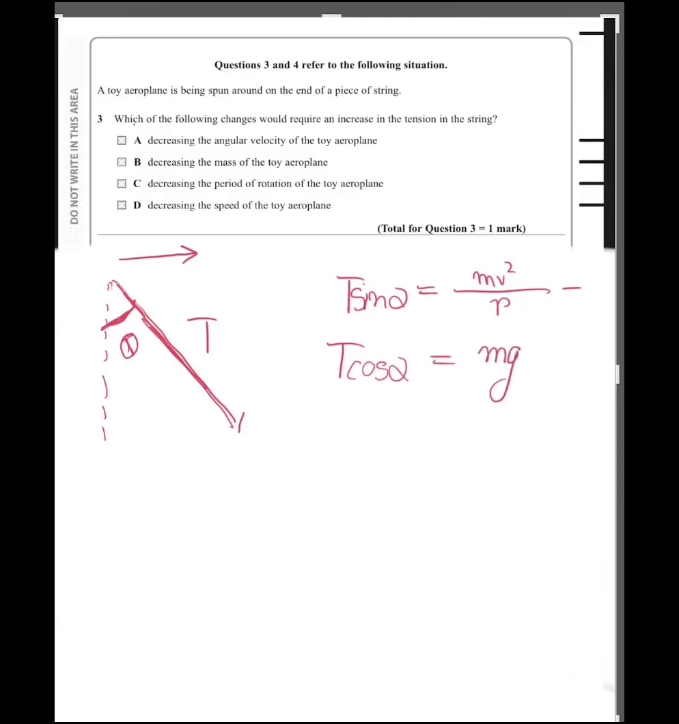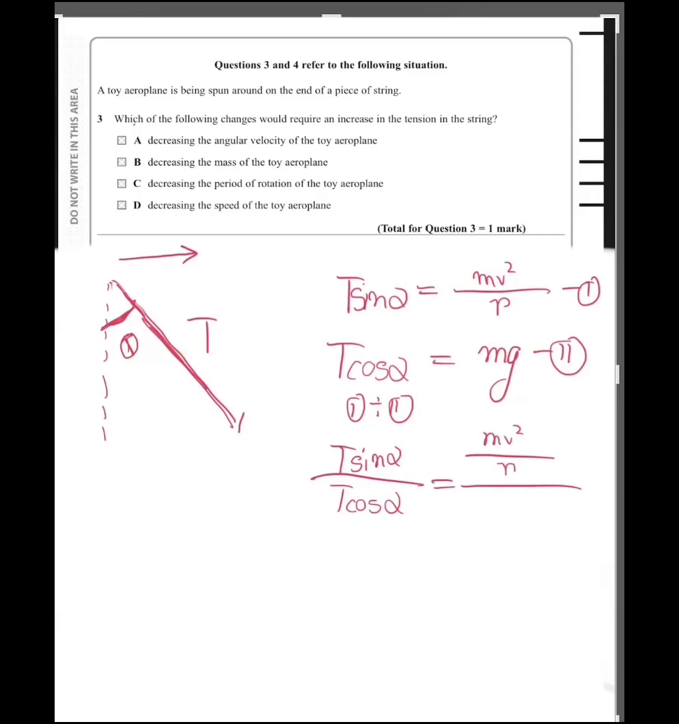So dividing 1 by 2, we would get T sine theta divided by T cos theta equals mv square by r divided by mg. So we would get tan theta equals, these m will cancel out, v square by rg. So we have tan theta equals v square by rg. And we have another formula which we would need to solve this question, that is v equals omega r.